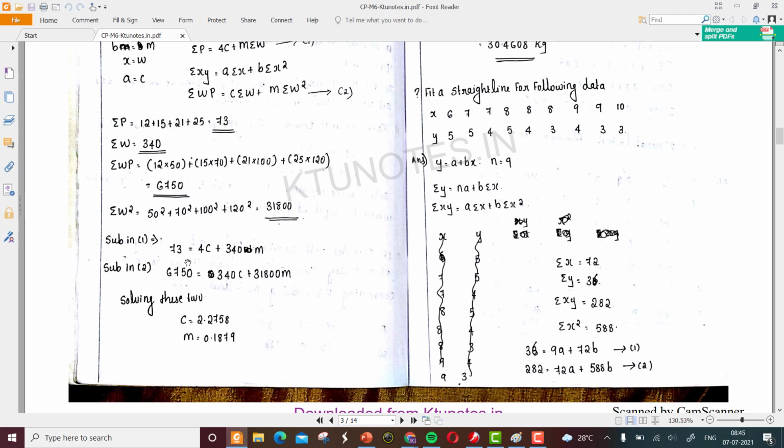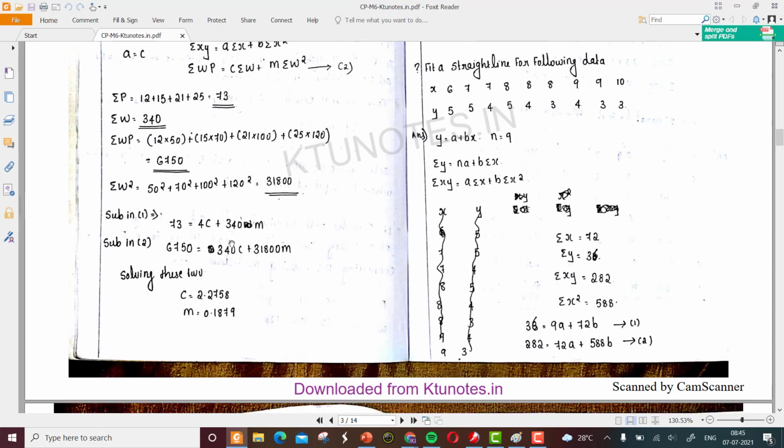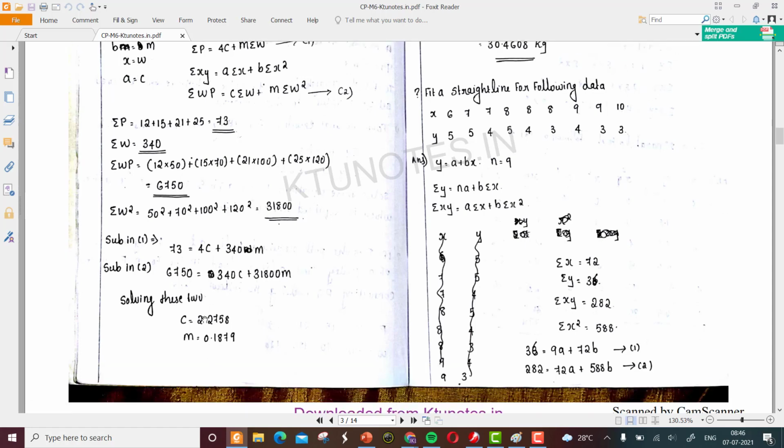So when you substitute like that, you get 73, sigma P is equal to 4C plus 340, and in equation 2 you have 6750, which is sigma WP, is equal to 340 C plus M into sigma W, that is 31800 M. So you have two algebraic equations and two unknowns, C and M. You know how to solve these equations to find the solution C and M.